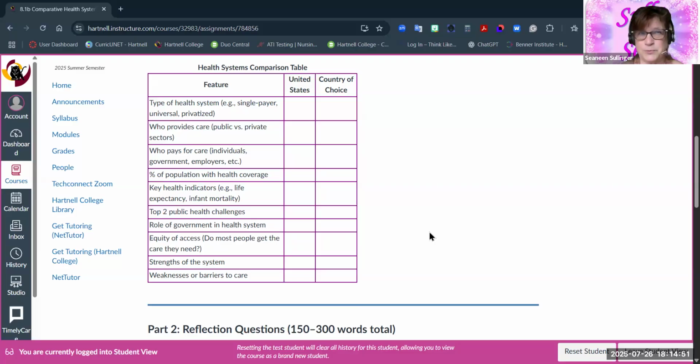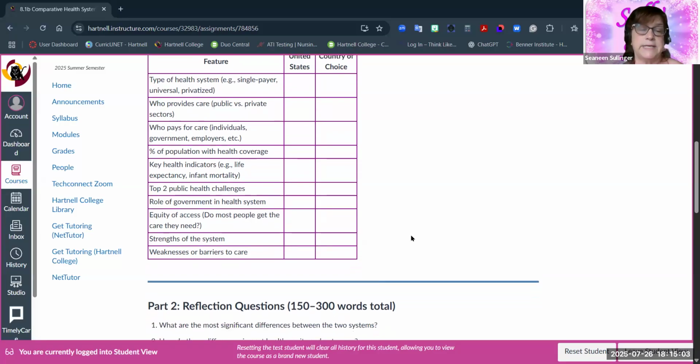So it's kind of like an average based on how many people live in the country, and that's how they kind of equalize it a little bit. Top 2 public health challenges, role of government, equity of access. Do most people get the care they need? Strengths of the system, any weaknesses or barriers to care.